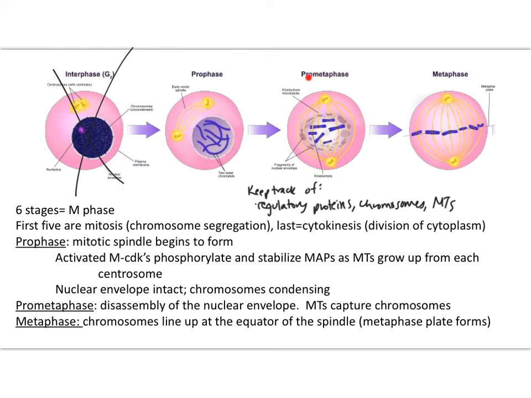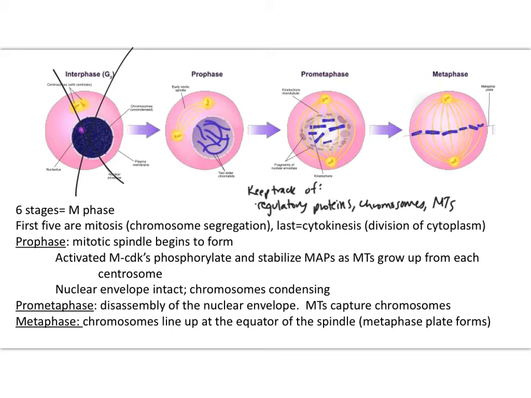Then we go on to prometaphase over here. In some books this is called late prophase, but your book likes prometaphase. And this is when the nuclear envelope disassociates or disassembles. And so you can see it's kind of like this foggy stuff in the background here. And the microtubules will capture the chromosomes. Your book talks a whole bunch about how this happens using proteins like kinetochores, and that's just not something we're going to focus on, though it's very interesting.